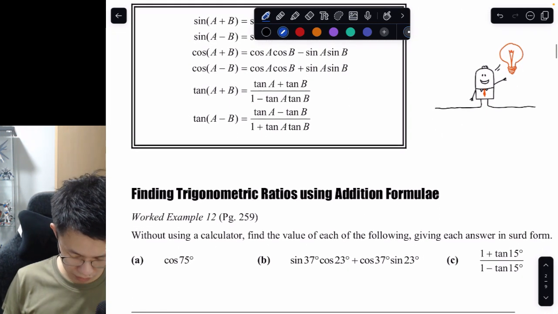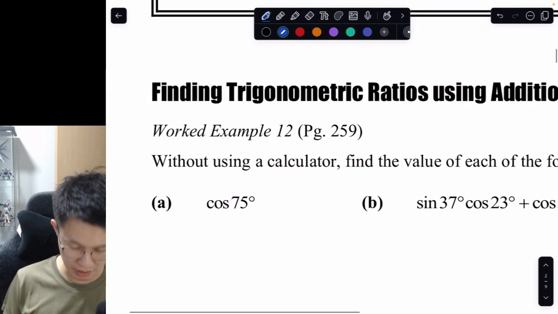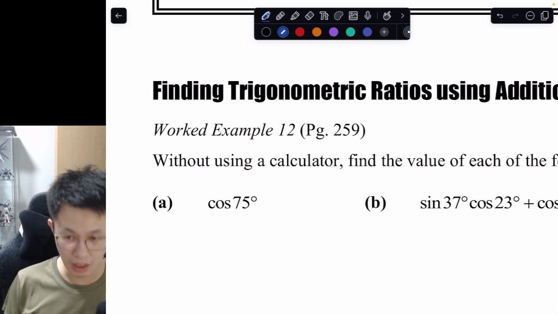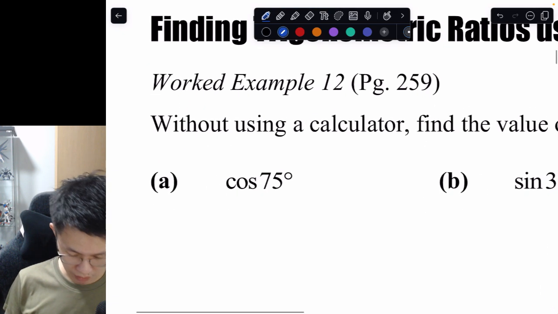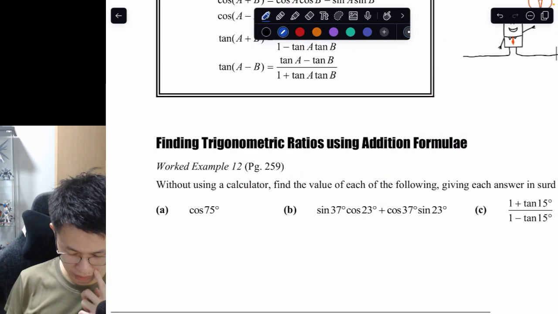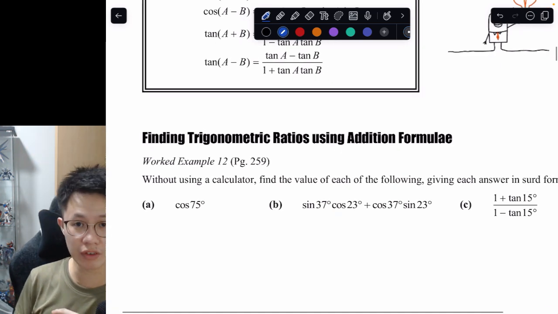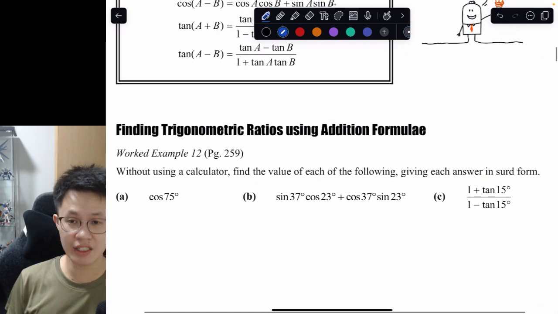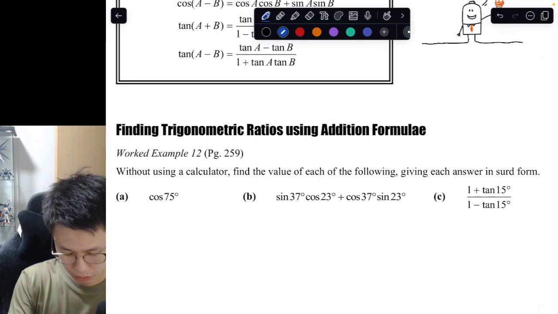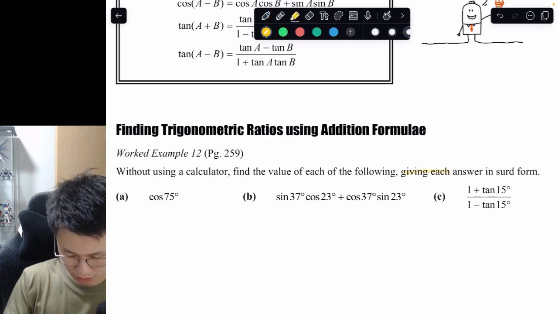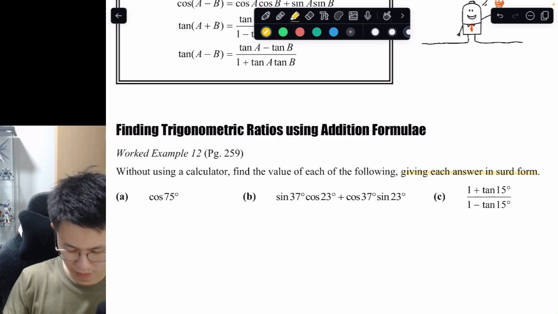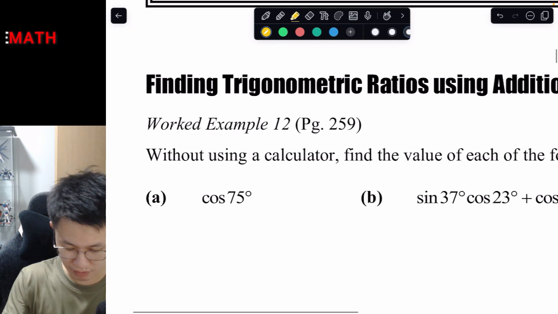Alright, so from here we have the addition formula, and how we're going to use them is very interesting. So we're going to use a very simple worked example to actually see how to use them. So first we have these over here. Without using a calculator, we want to find the value of each of the following, giving each answer in surd form. The clue here is really giving your answer in surd form. This means that you have to leave your answers in exact form.